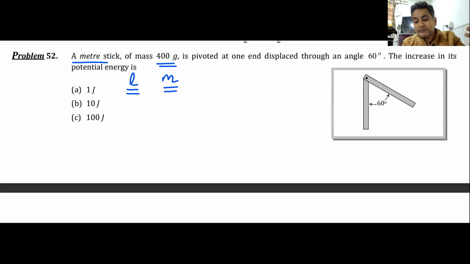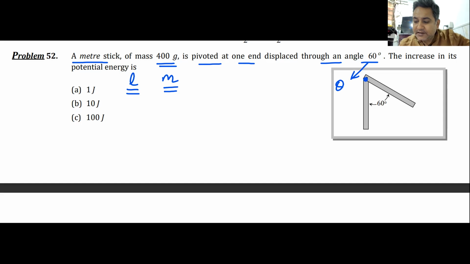So a rod of mass M and length L is pivoted at one end. This is the end on which it is pivoted, hung. It is displaced through an angle of 60 degrees. Instead of calling it 60 degrees, let us call it by a general name, theta.